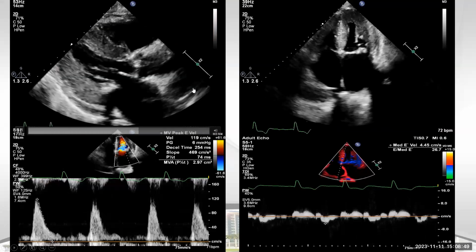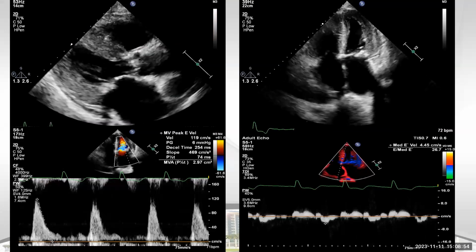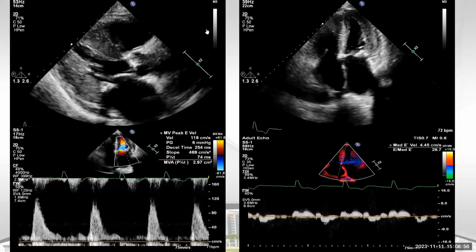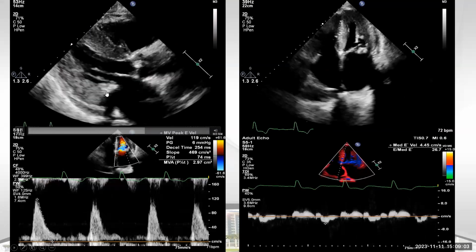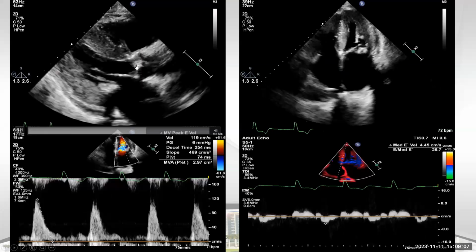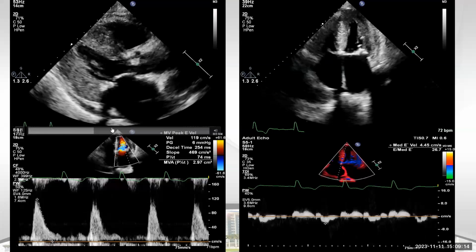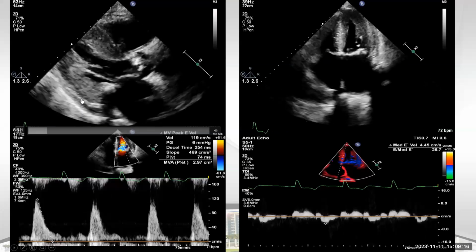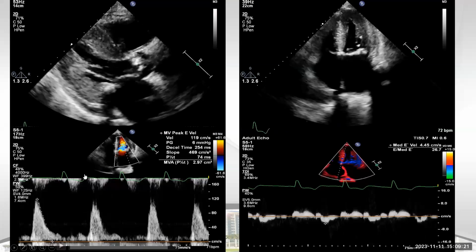You can just describe the findings and you may reach a diagnosis by this. MAC. Okay, what else? That's right. You have severe MAC here. You have severe aortic calcification and likely stenosis. What else? We have calcified concentric LVH. Yes. You have a small pericardial effusion. And you have severe concentric LVH.